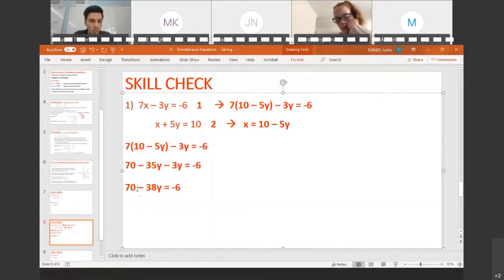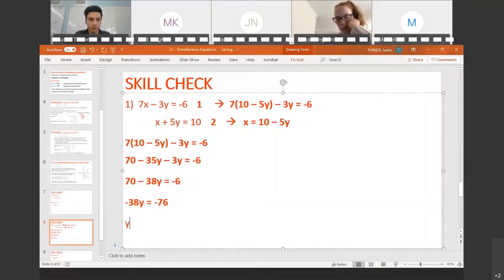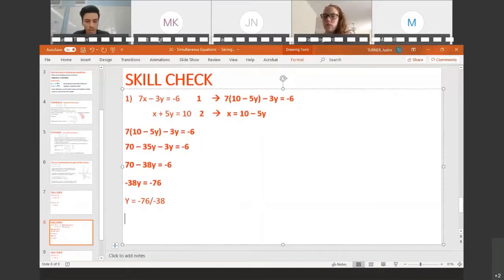Now I want to subtract 70 from both sides so I can get rid of this 70. We have minus 38y is equal to negative 6 minus 70. Now negative 6 minus 70 should be negative 76 if my maths is correct. And we can divide both sides by negative 38, and that will get us the y on its own. I've got y is equal to negative 76 divided by negative 38. And I think if I plug that in my calculator, I should get y is equal to 2. So I've got y is equal to 2.